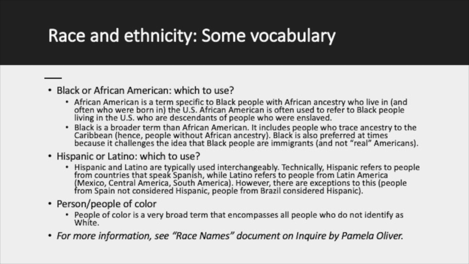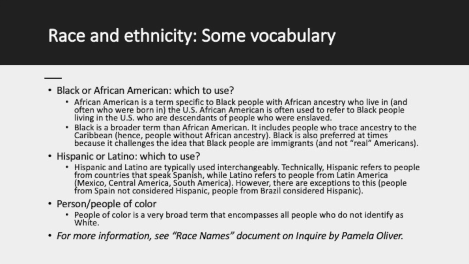When we talk about ethnicity, we often use or hear the terms Hispanic or Latino. Which to use? Often these terms are used interchangeably, though technically there is a difference. So technically, Hispanic refers to people from countries that speak Spanish.